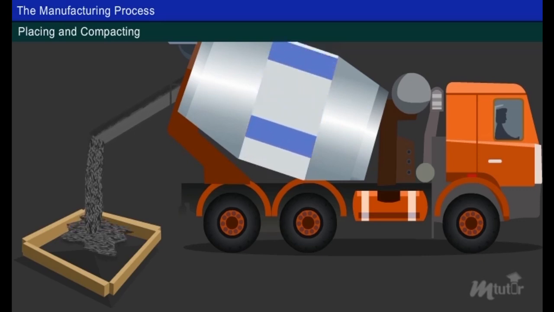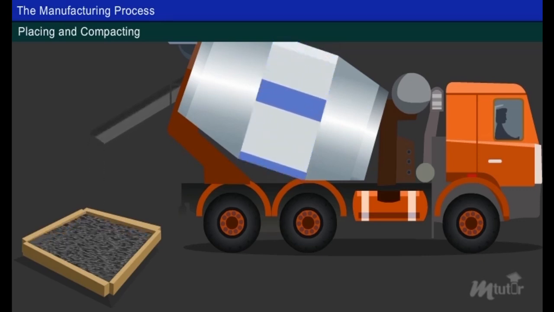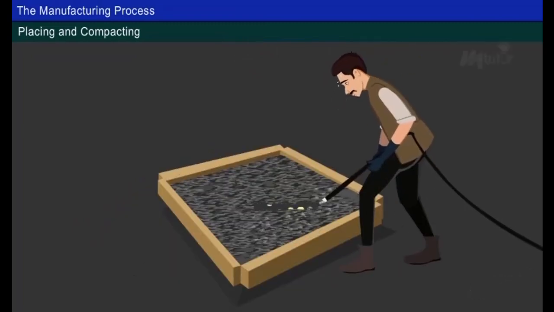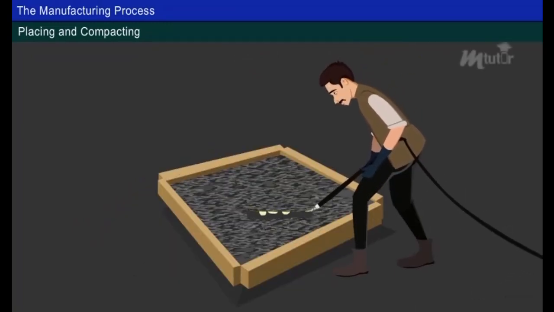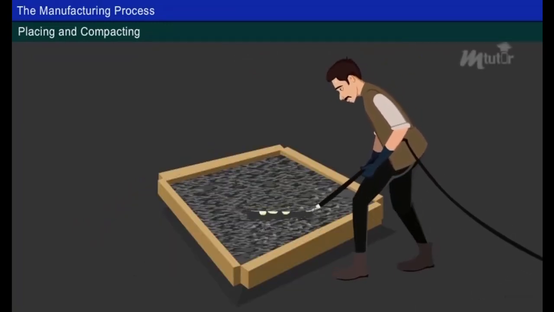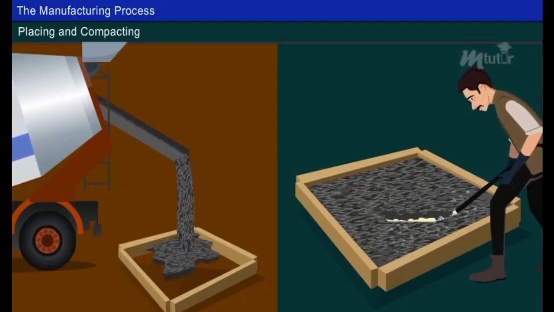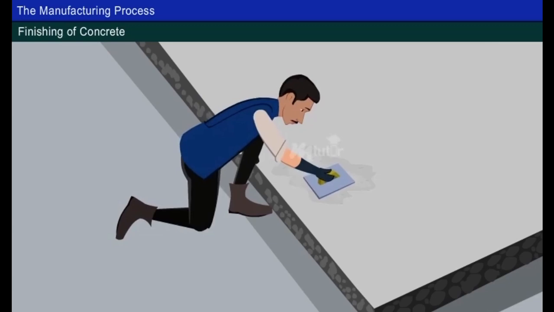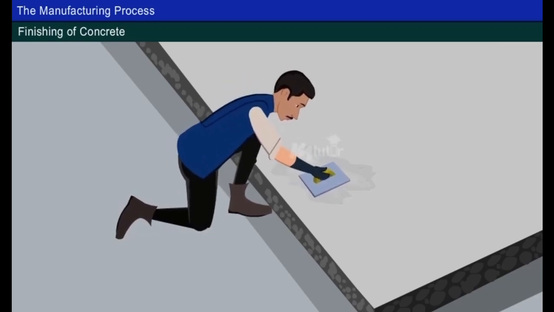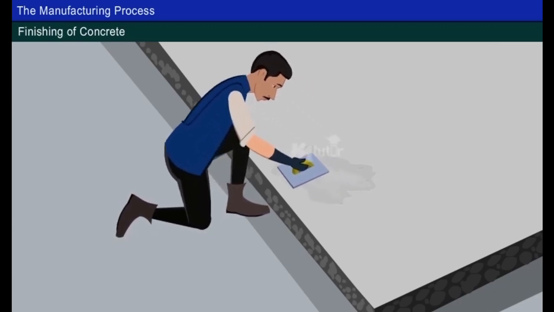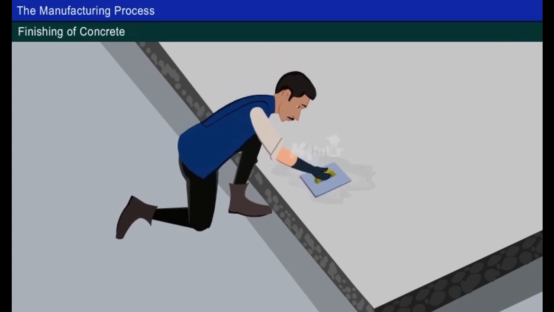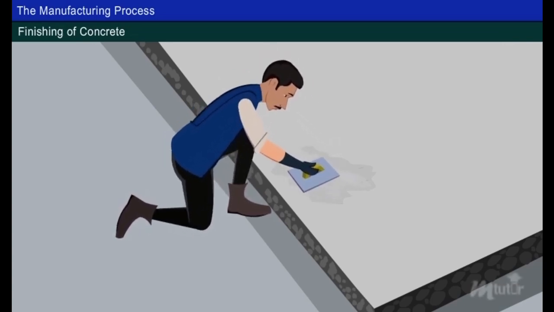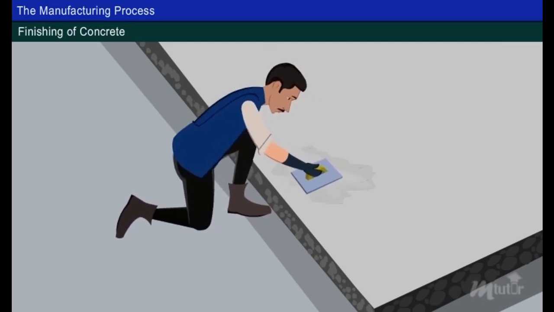Placing and compacting. Once at the site, the concrete must be placed on the prepared surface and compacted to remove air voids, either manually or with vibrators. These two operations are performed almost simultaneously. Finishing of concrete. The leveling of the poured and compacted concrete with screeds and trowels to provide a smooth texture on the top surface is called the finishing of concrete.